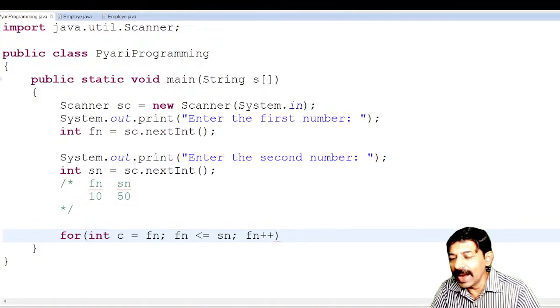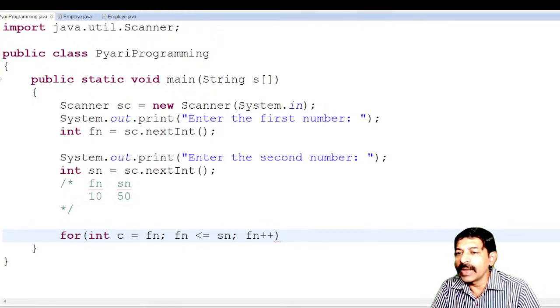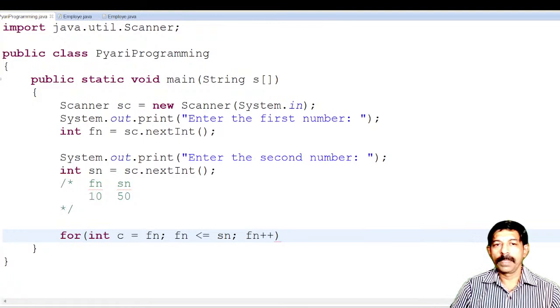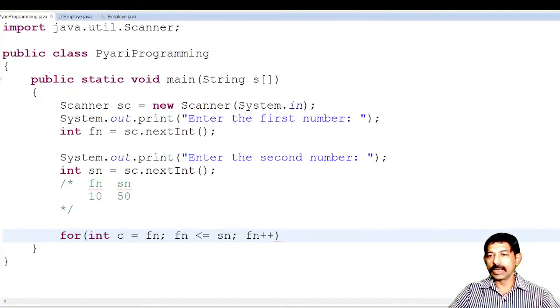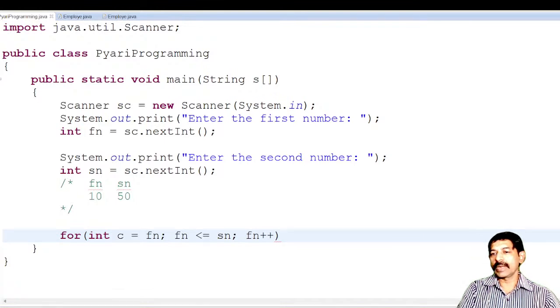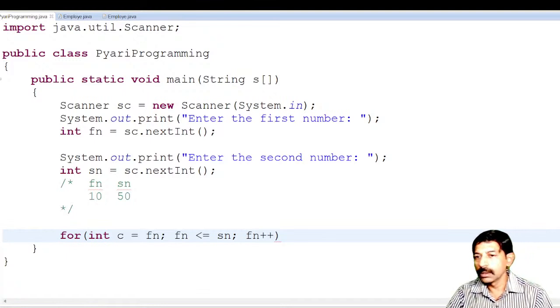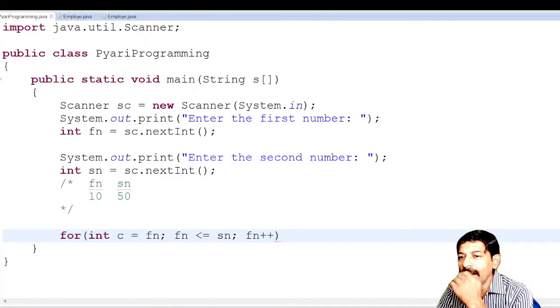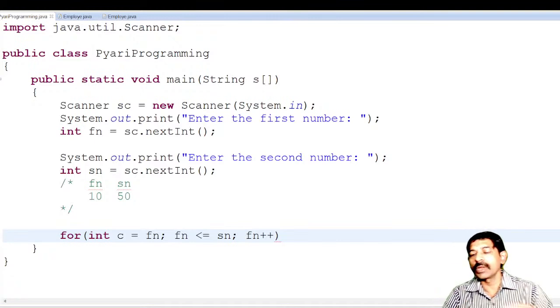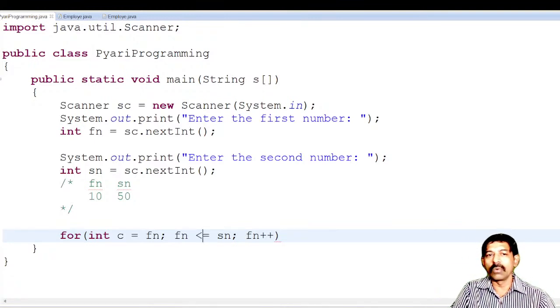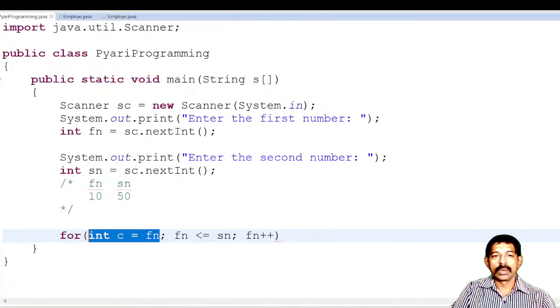Now my question is, what is the need of assigning i equal to fn? I'm really surprised you are all answering like this. What is the need of i equal to fn? Where will you use i, son? Just keep it like this. Not needed.